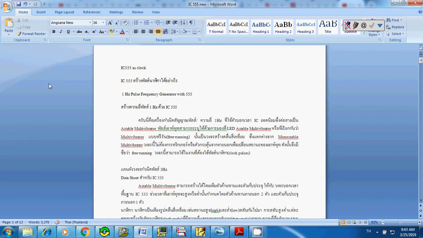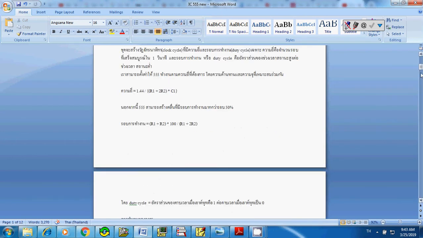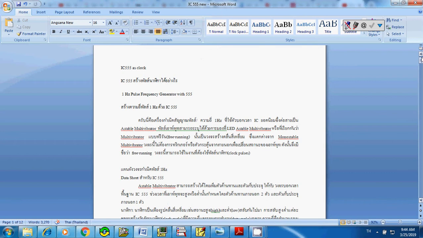What I'm going to talk about today is the IC555 as a clock, or IC555 timer. Let's start with the question of how our IC555 generates a 1 Hz pulse frequency.